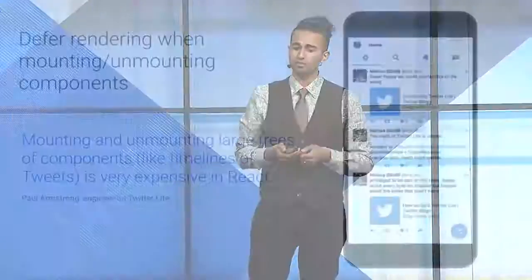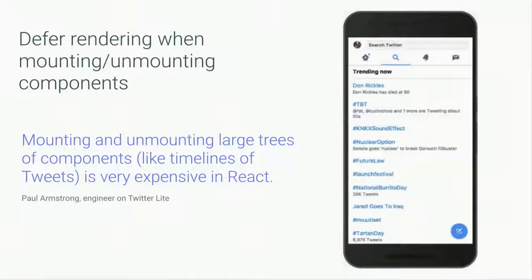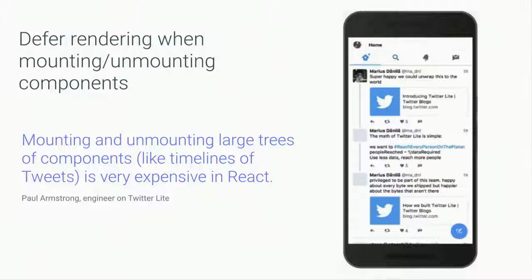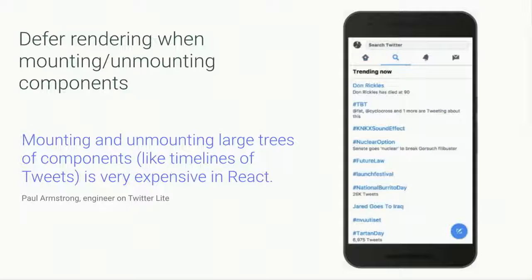Now, I've been talking about a bunch of web platform features, but there are also React-specific things that Twitter ran into. On slow devices, they discovered that it could take a long time for their main navigation bar to respond to taps, in some cases anywhere up to 2 seconds. And one of the reasons for that is that mounting and unmounting large trees of complex components, like timelines of tweets, can be very expensive in React. Ideally, you want to defer mounting and unmounting those complex trees.